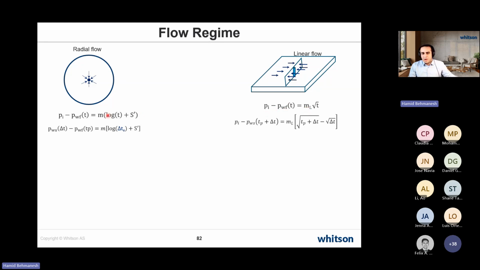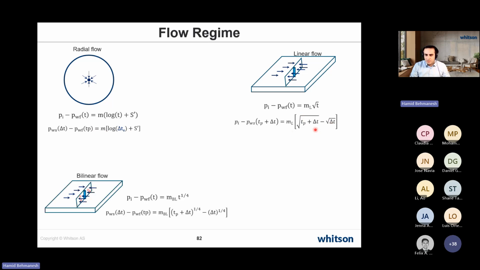But what really is the time function that we are using is a log time. The time function for the linear flow is the square root of time plot. In the shut-in, this is the Horner time plot. It's simply because the difference of logarithms is the ratio of the parameters in the logarithmic. But here, this is how we define the Horner time. And for bilinear, drawdown is fourth root of time, and this is the buildup.